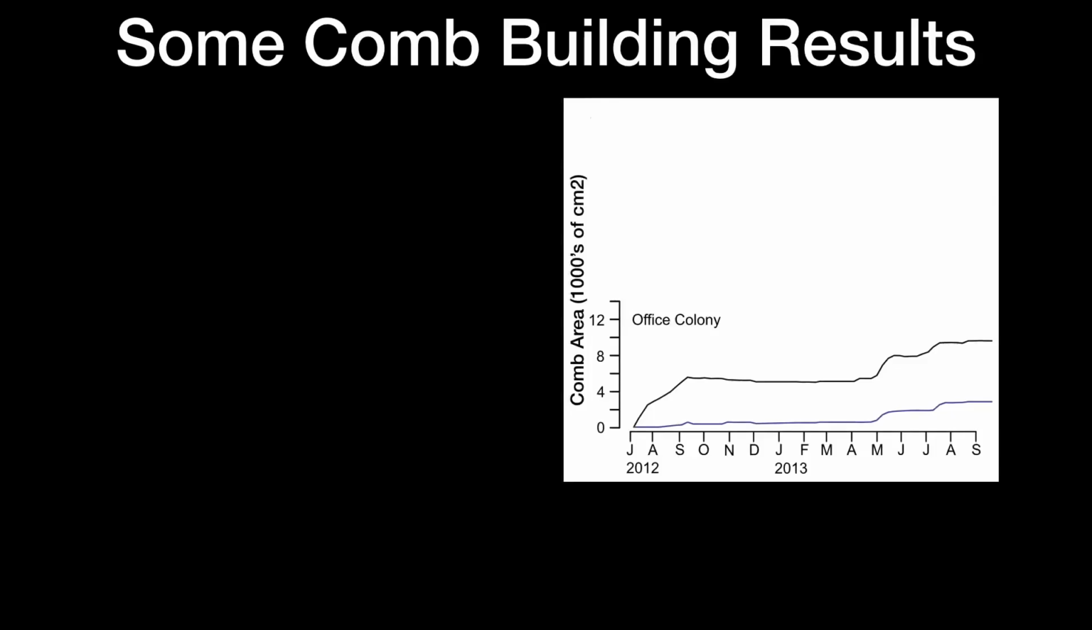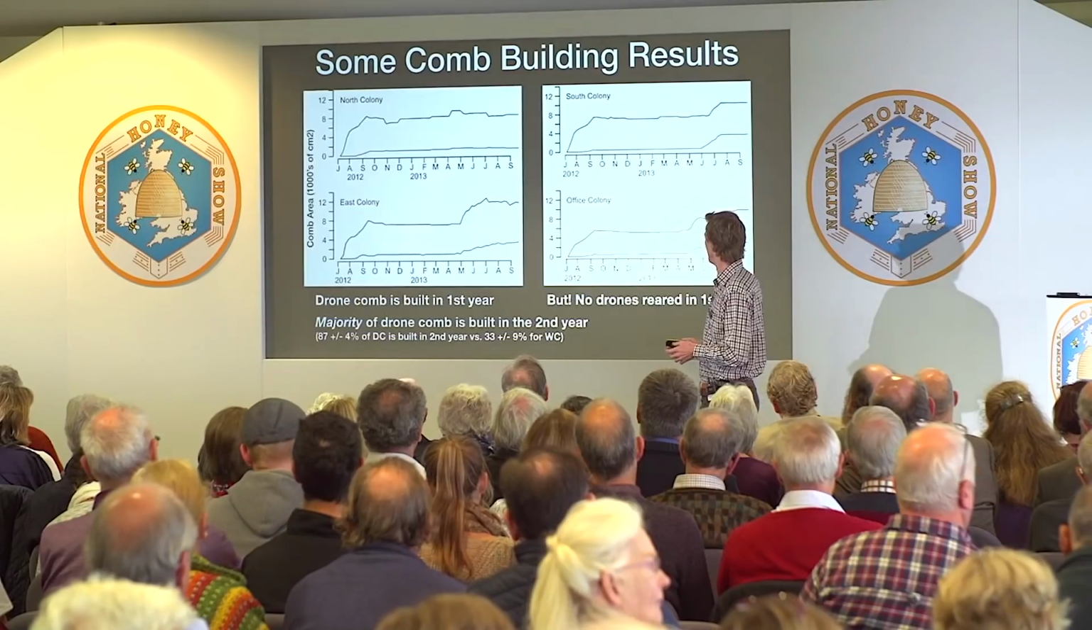And the last one, the office colony. Again, this really rapid comb building right at the beginning. They plateau. That continues over the winter time. In the second year, they again build more drone comb and more worker comb. And then again, they plateau. Around August, September, they stop building new comb.